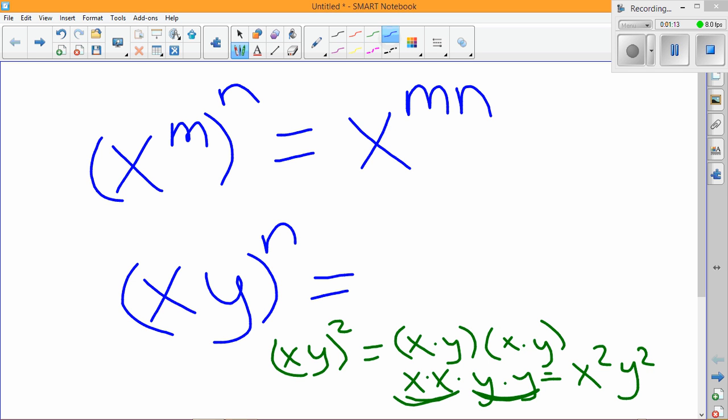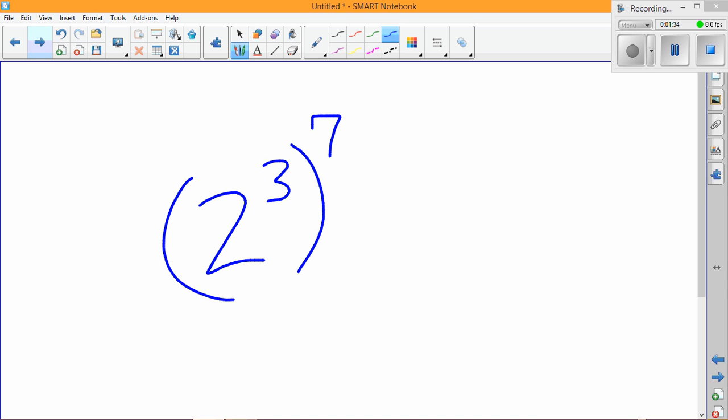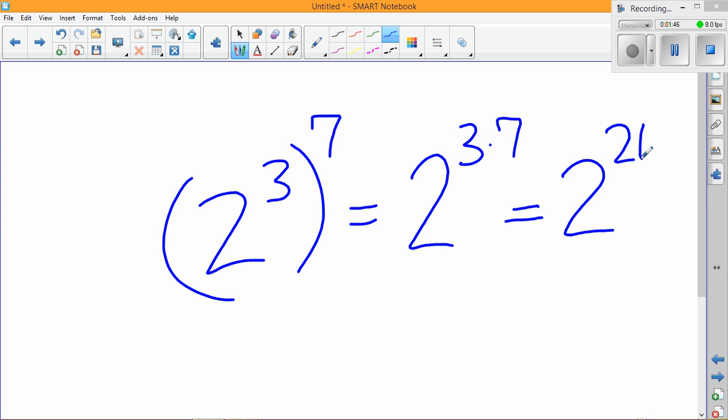So in general, we can distribute the exponent as long as everything inside those parentheses is being multiplied. So xy to the n power becomes x to the n power times y to the n power. So let's do a few examples. For 2 to the third raised to the 7th power, using our laws of exponents, we would do 2 to the 3 times 7 power, which is the same as 2 to the 21st power.